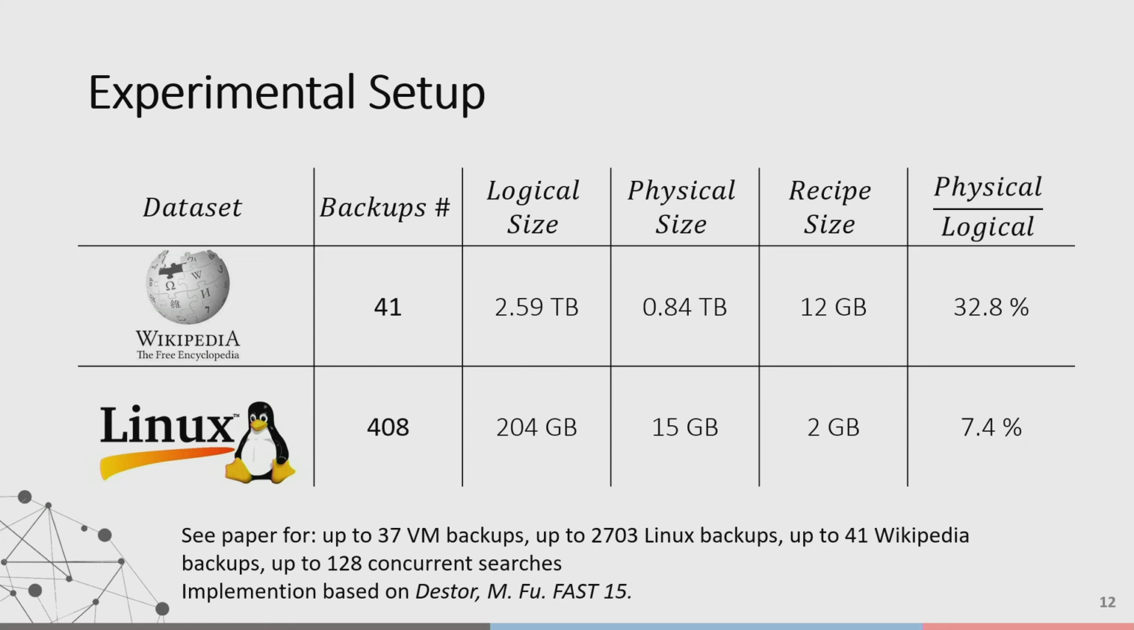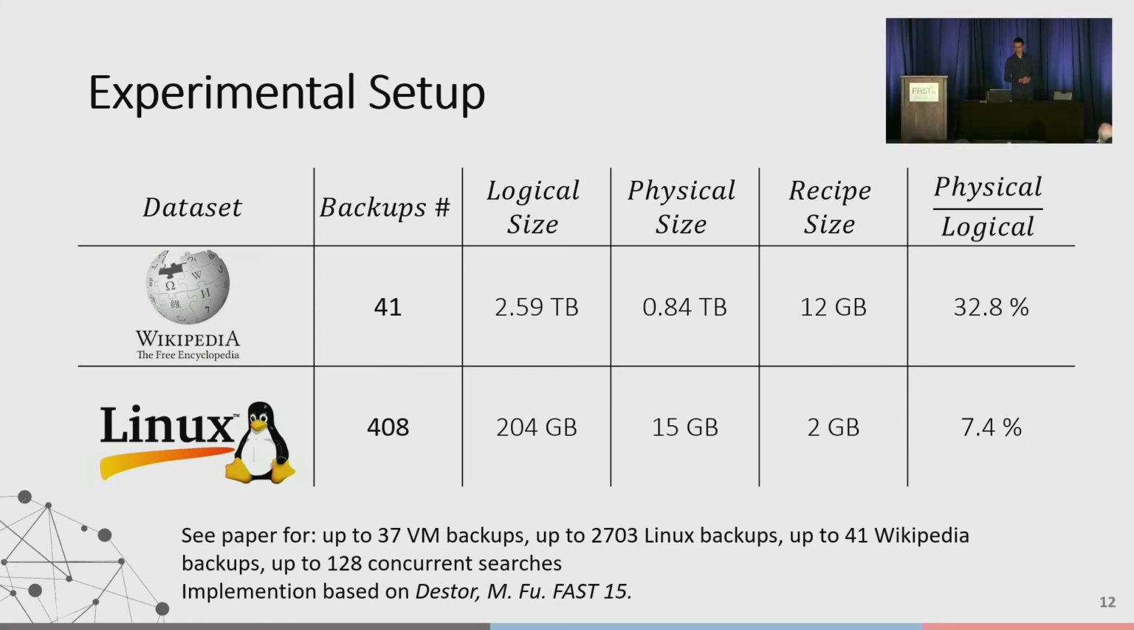And let's see our experiments. I'm going to focus here on two data sets: 41 backups of the English Wikipedia and 408 Linux versions. Pay attention that Wikipedia is a much bigger data set, while Linux has much more deduplication. You are more than welcome to check our paper for many other experiments and data sets.